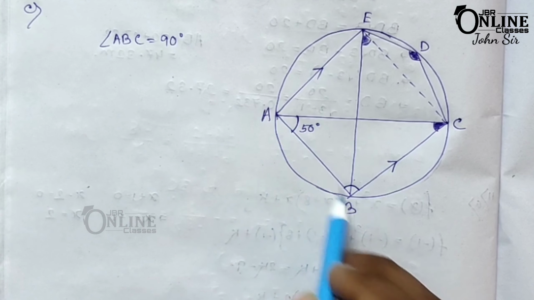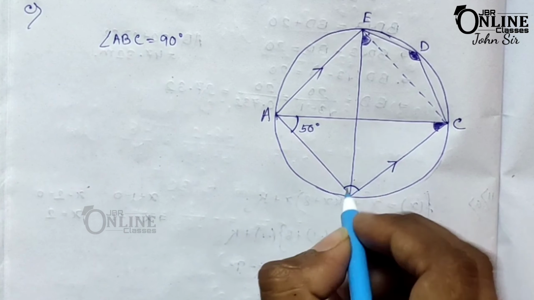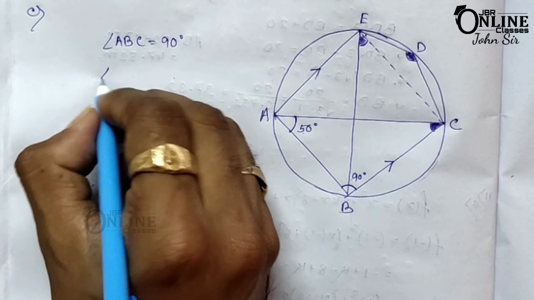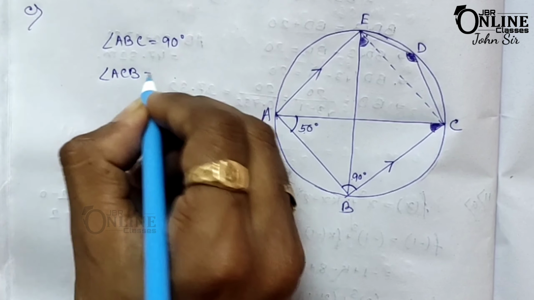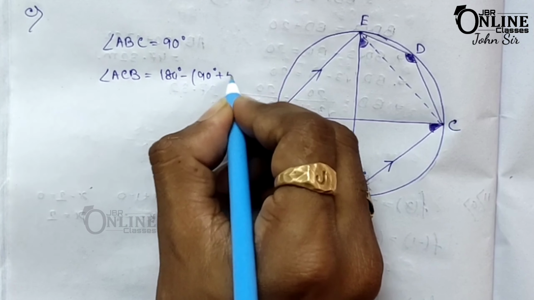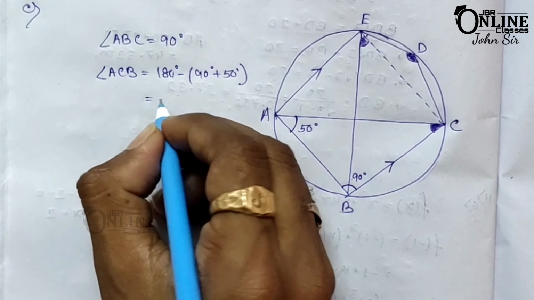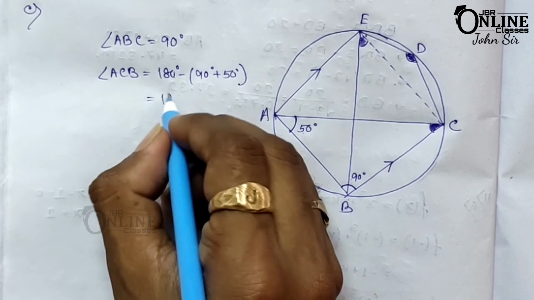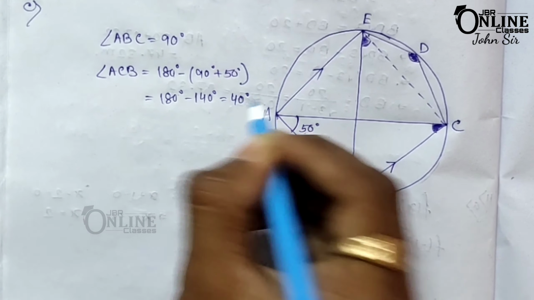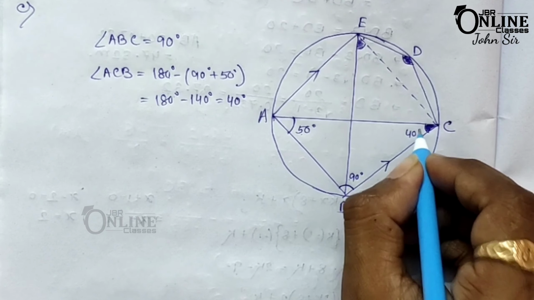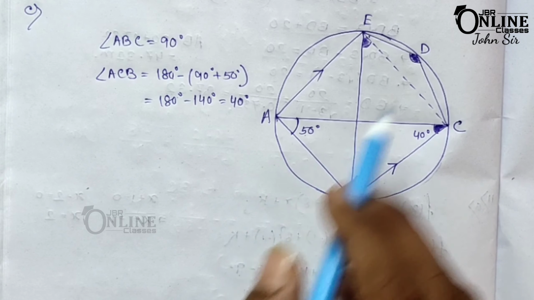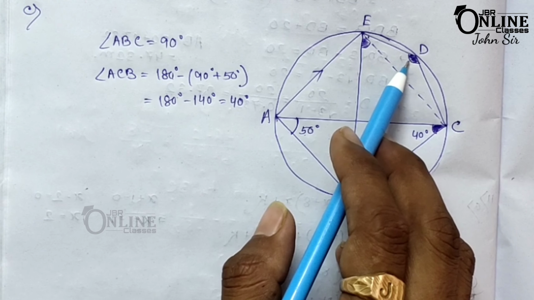Now in triangle ABC, this one equals 90, this one equals 50. So you can easily find the value of ACB, and that equals 180 minus (90 plus 50), so that equals 180 minus 140, that equals 40 degrees. So that is the first answer, 40 degrees. Clear?